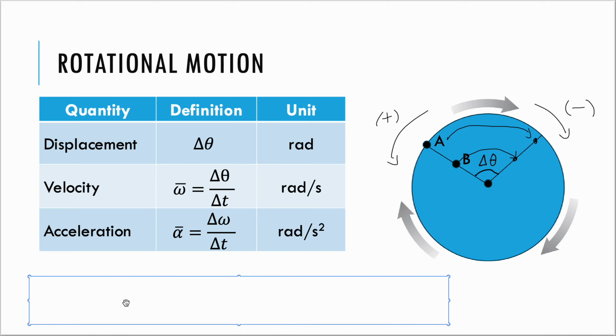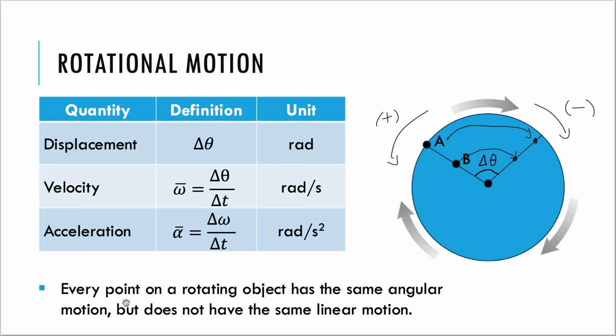So a key thing here is that every point on a rotating object has the same angular motion, but does not have the same linear motion. If you look at points A and B here, as the object is rotating, points A and B are moving linearly at any time. Point A is going to move faster as far as its linear motion because if it does a full rotation, it has to travel the full circumference of the circle, while point B here would have a smaller circumference to travel.